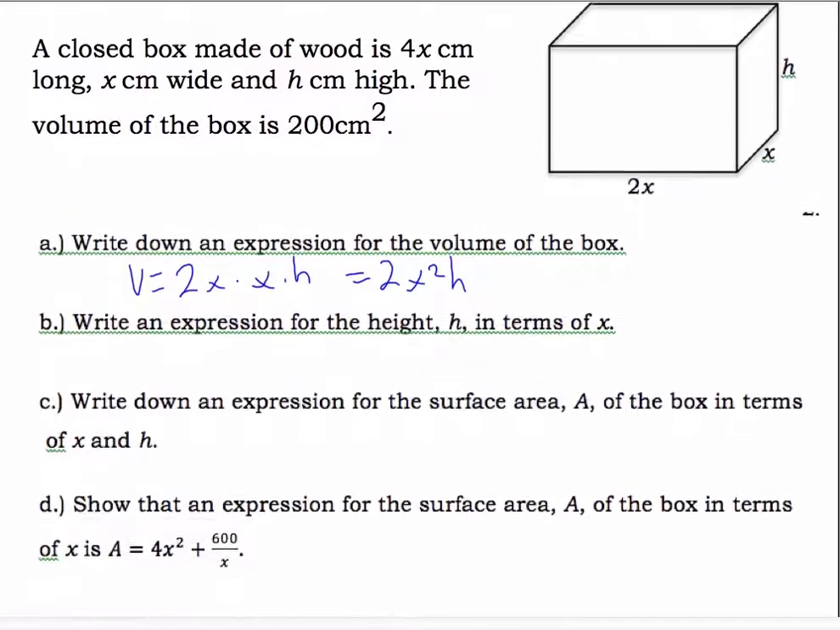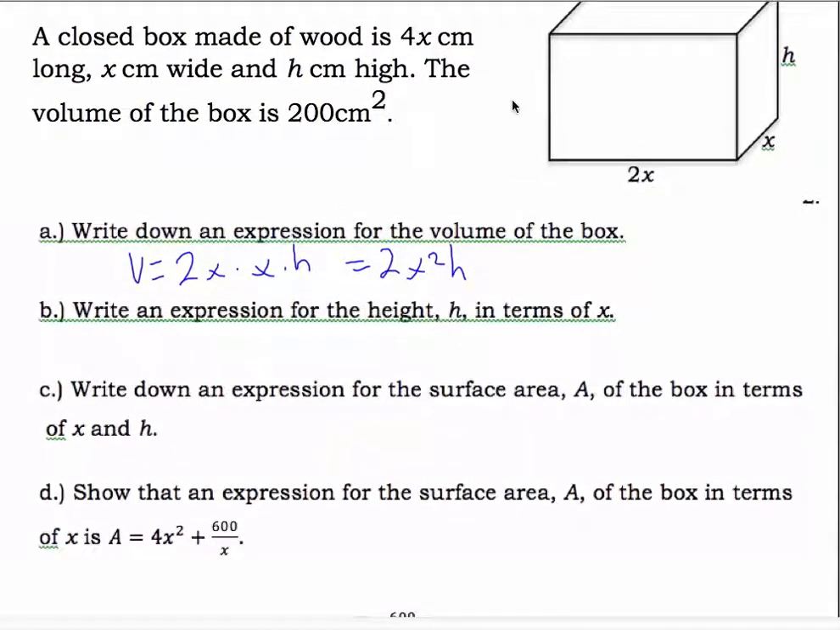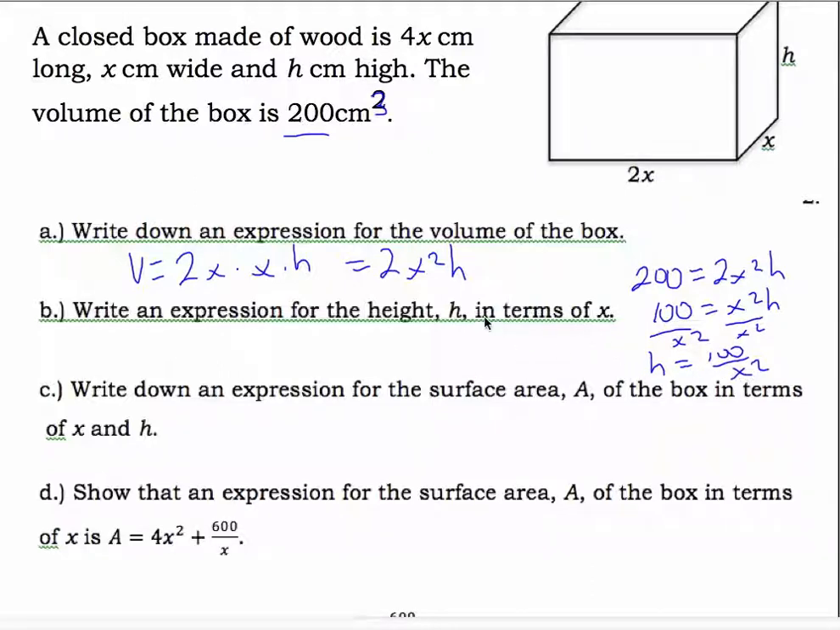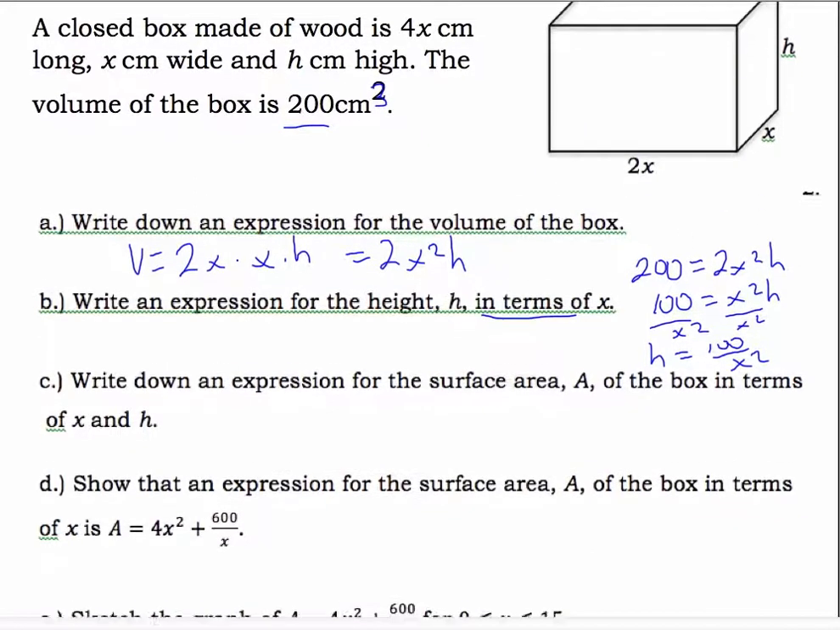Write an expression for the height in terms of x. So to do that, actually, we could use the volume. That should be cubic units. The volume is 200. So I can do 200 equals 2x squared h. So if I divide by 2, I get this. And to solve for h, I divide by x squared. We get h equals 100 out of x squared. So that is h in terms of x.